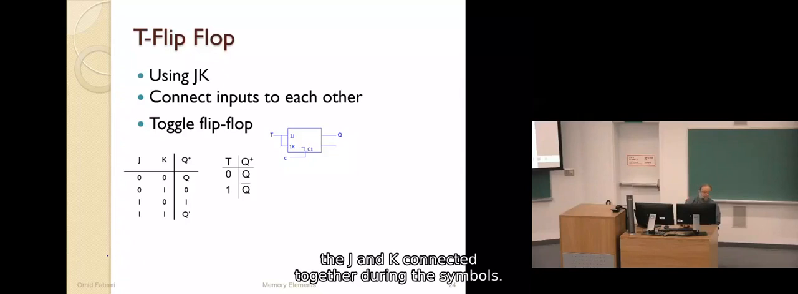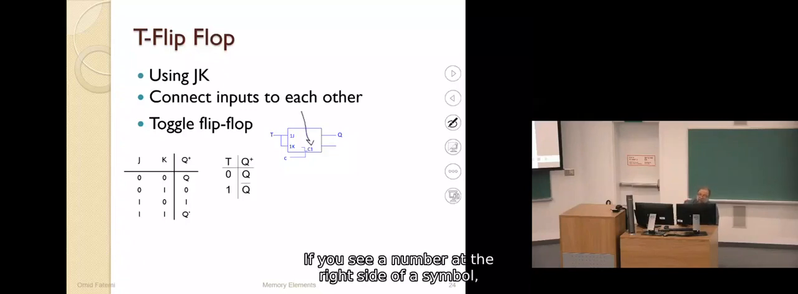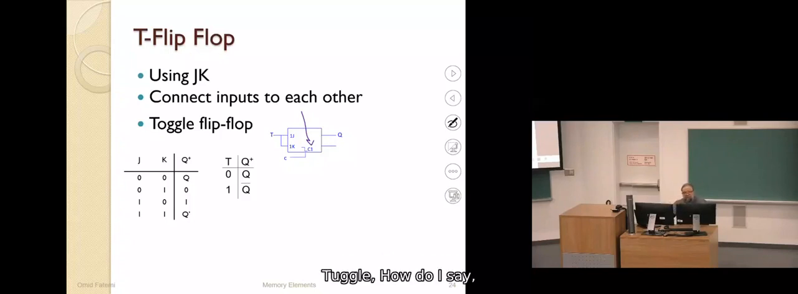In the symbols, if you see a number at the right side of a symbol, yes? What is toggle? Toggle means complementing. If it is 0, then it becomes 1. Toggle means, how do I say, to switch between two states using one action. It's like a little switch: you flick it up, it turns on; you flick it down, it turns off. So either 0 or 1. If it is 0, it becomes 1. If it is 1, it becomes 0.